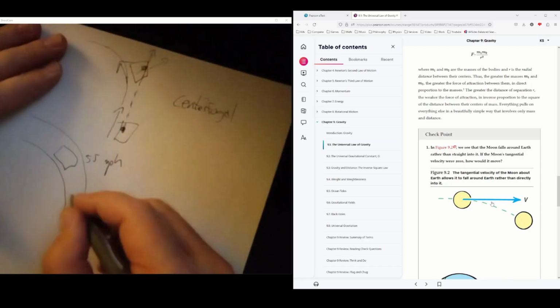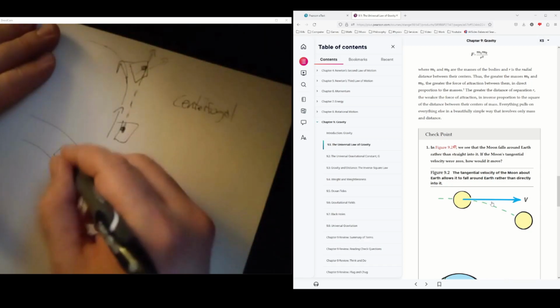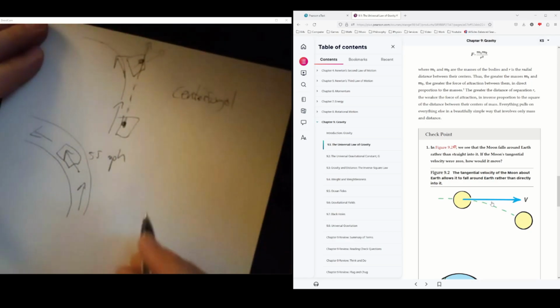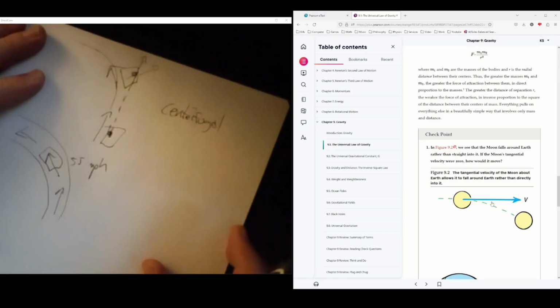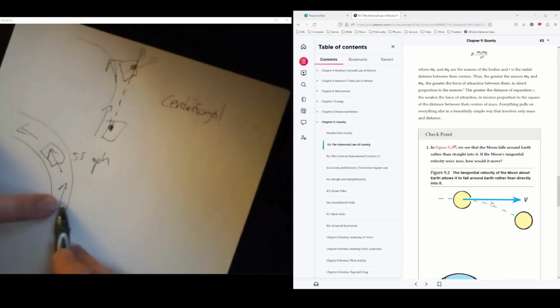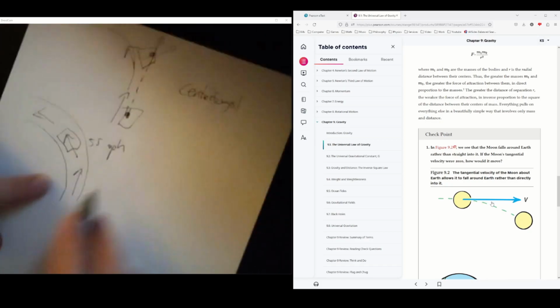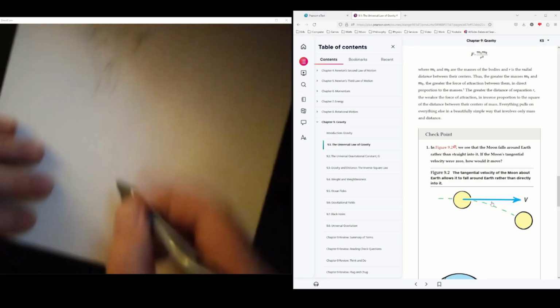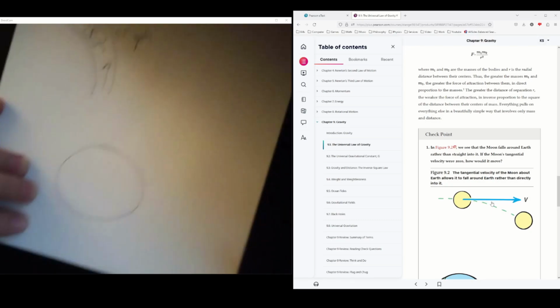But to change the direction of velocity requires an acceleration. So try to remember that acceleration can mean a change in the speed, but acceleration can also mean a change in the vector direction while your speed is constant. And that's what happens with objects in orbit.